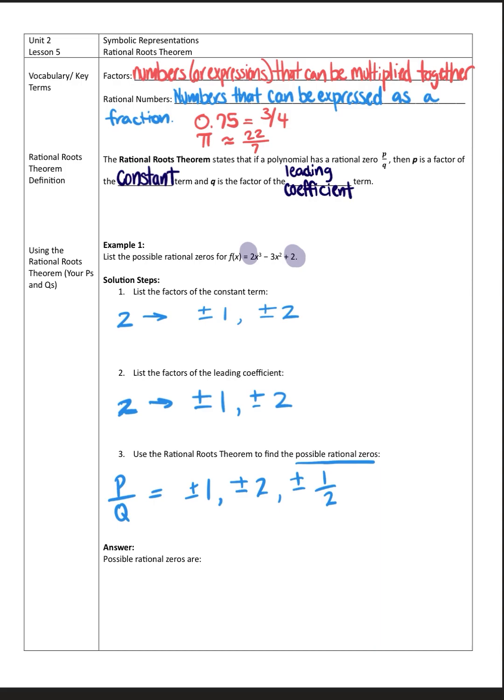So really, for this particular question, it just wants to know what your possible rational zeros are. And so all I'm going to do is rewrite my answers from part 3, which are positive and negative 1, positive and negative 2, positive and negative 1/2, okay? For this particular problem, we are not stopping to check whether these actual zeros exist for this polynomial, because we're not going to plug them back in, all right? All right, so let's go ahead and move on to the next page.